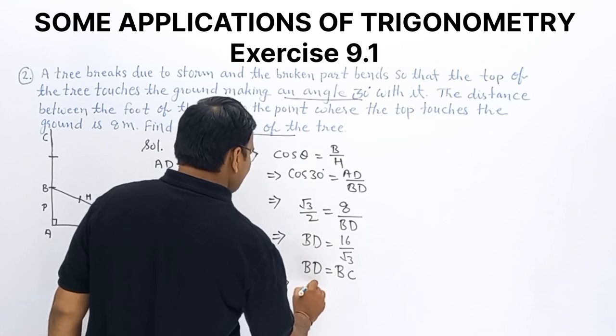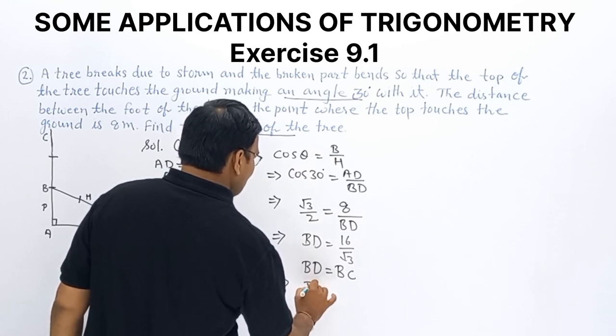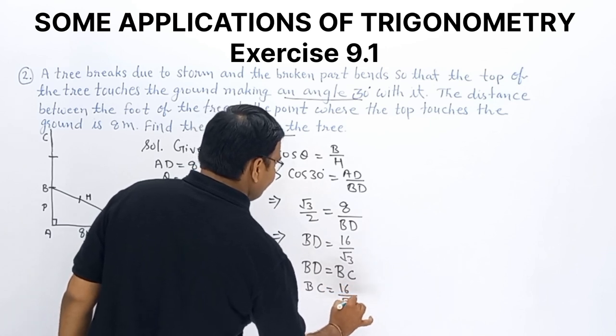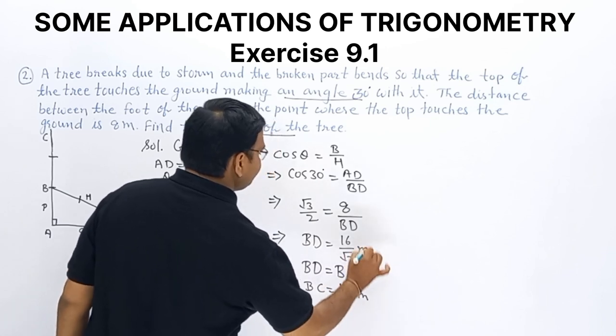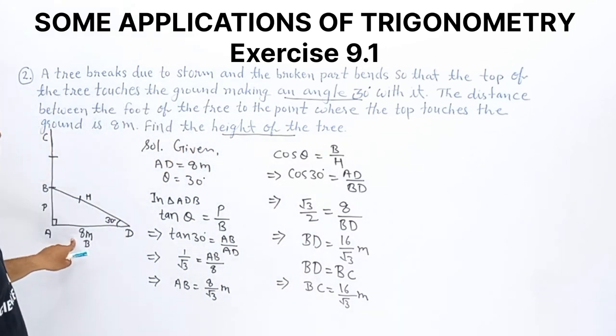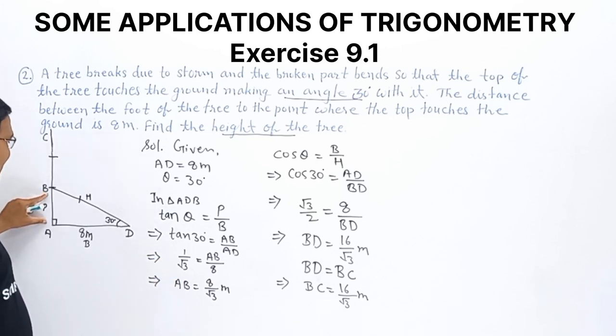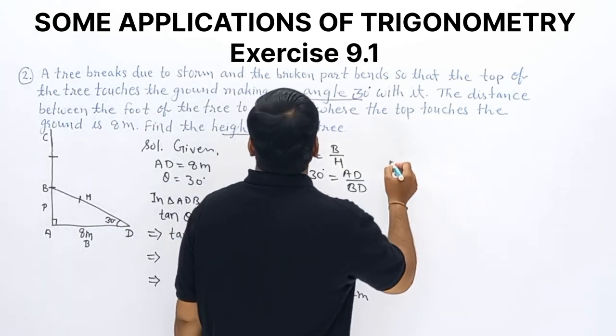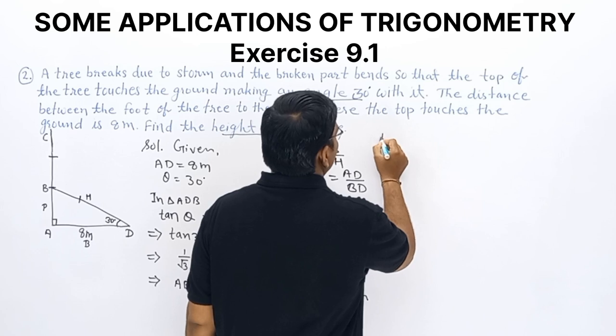So what can we say? BD equals BC. So BC equals what? 16 upon square root of 3 meter. This is in meters. Now we have obtained this part and this part, so the sum of both parts will be the height of the complete tree.